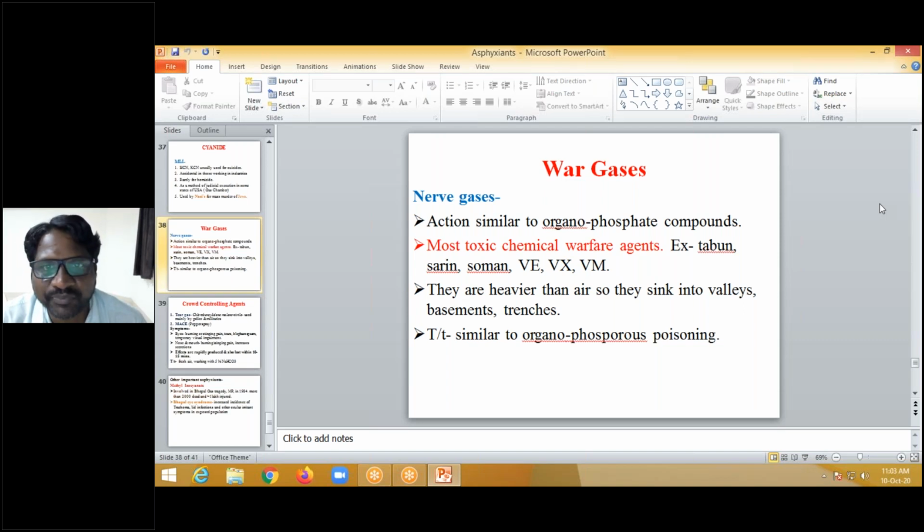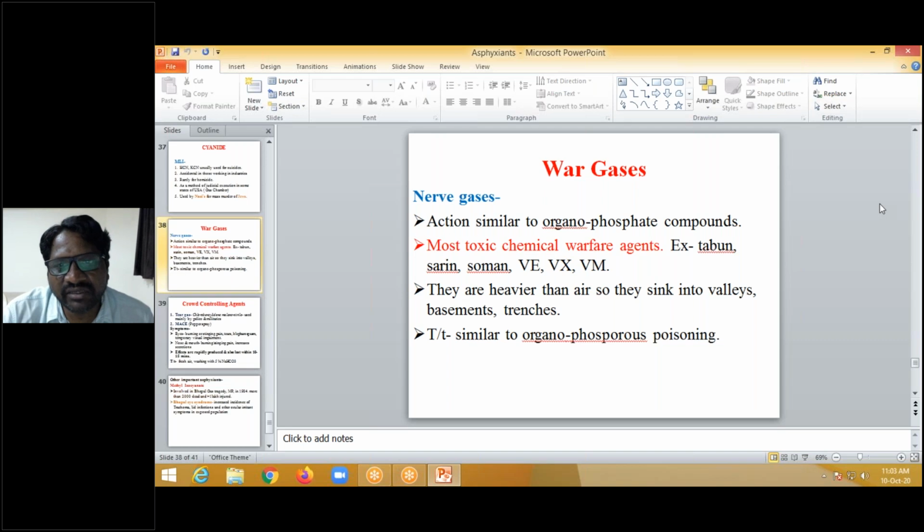So come to the war gases. These are the war gases used in the war to kill the enemies, especially to paralyze them. They use the nerve gases. Nerve gases act similarly to organophosphates; you already read and completed organophosphate poisoning. The most toxic chemical warfare agents are examples like tabun, sarin, soman, V and VX and VM. These are the nerve gases used in wars to kill the person or to paralyze the enemies.